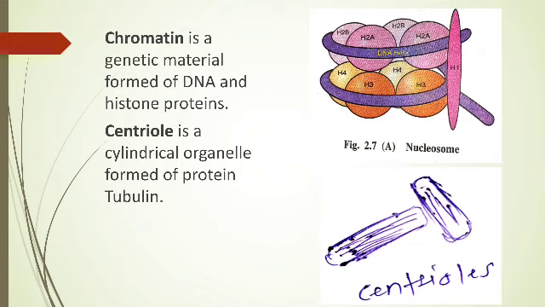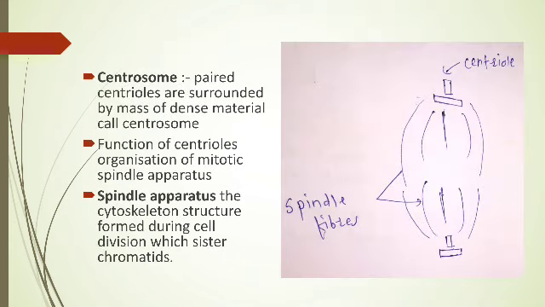Later on, the second concept, that is the centriole. Centriole is a cylindrical organelle formed of the protein called tubulin. In the figure you can see the two centrioles shown over there. These are cylindrical structures formed of the protein tubulin. These centrioles play a very important role in cell division. Without centrioles, cell division cannot proceed.